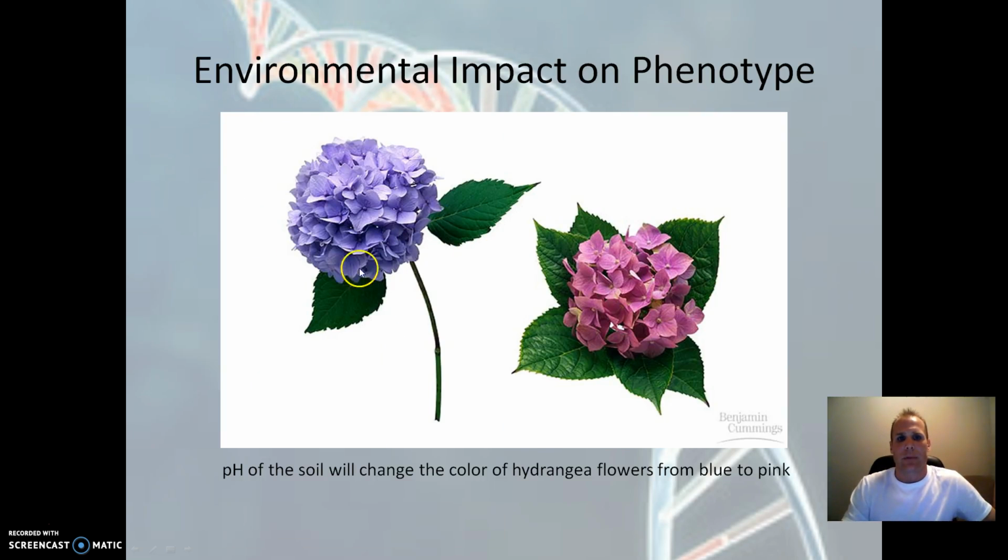Let's look at this example right here. We have these hydrangeas. These are actually genetically the exact same. So why is one purple and one magenta? Well, this is an environmental factor. In other words, if you plant these in certain soils, and if they're very acidic, you'll get one color. And if you plant it in a very basic or very high pH, you'll get a different color. They actually use hydrangeas for litmus paper. In other words, they use these to test what the pH of certain chemicals are.